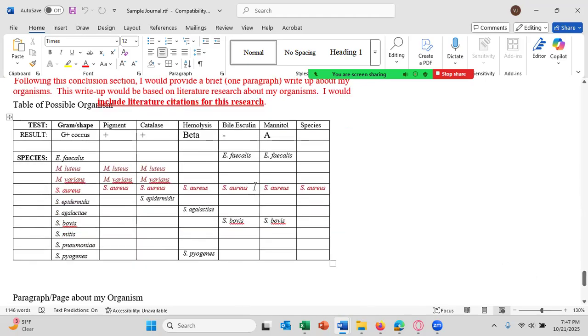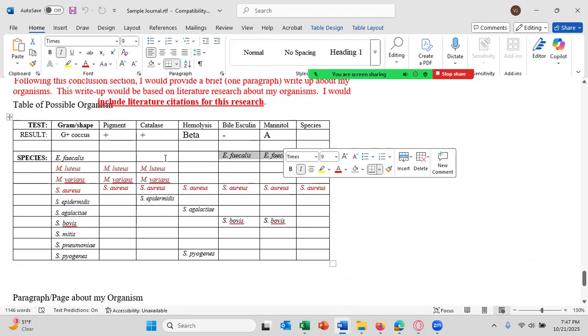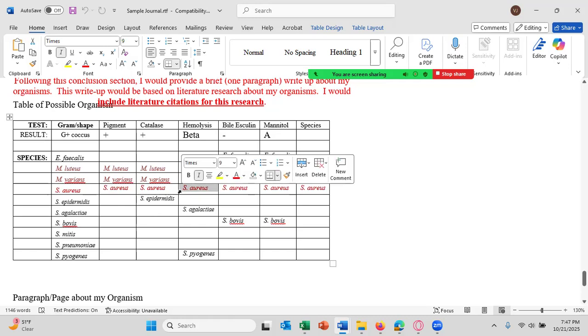You should have the table in here. It would be best if you didn't put Staphylococcus epidermidis in here because it's excluded. And Enterococcus faecalis should be excluded because none of these tests are positive for Enterococcus faecalis. And then actually, right here, when he did beta hemolysis, he narrowed it down to one species, which was his unknown.